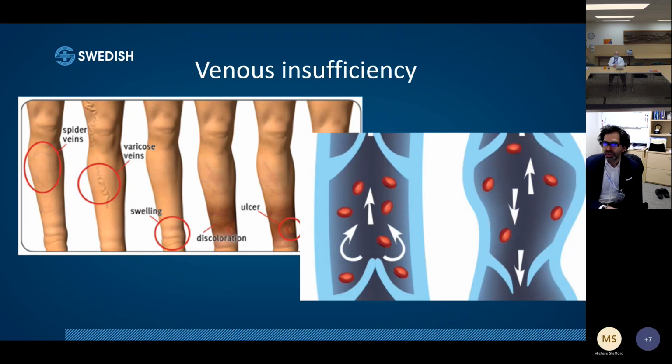And so what the veins do when they can't efficiently push the blood back up to the heart is that they dilate and they hold on to more blood, and that increases their capacitance.